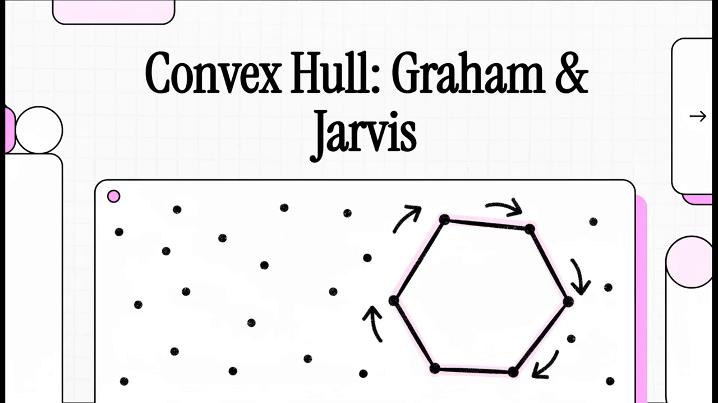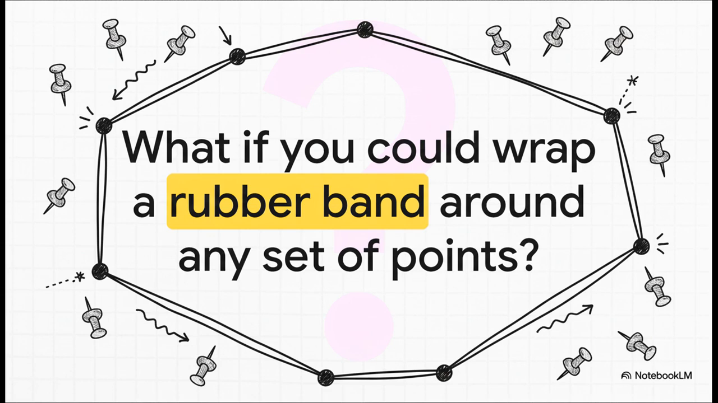All right, today we're tackling a really cool and fundamental problem from the world of computational geometry, finding something called the convex hull. We're going to look at two of the most classic ways to solve it, Graham Scan and Jarvis March. So, to get the idea, just imagine you've got a bunch of pins sticking out of a corkboard, scattered all over the place.